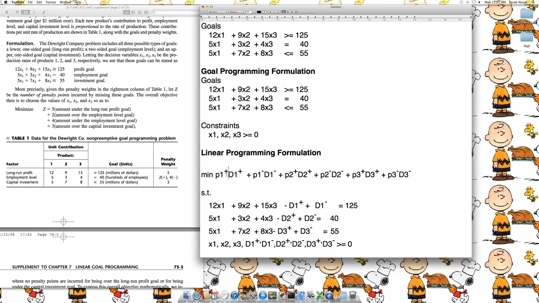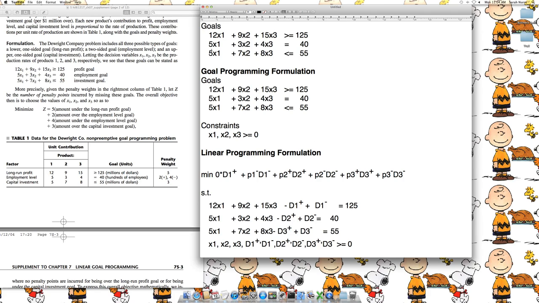So I would then set D1 plus to be 0, essentially 0 times D1 plus, or I could just take out this whole term. However, I do care if I am under. So if I'm under 125, that means I'm not meeting my goal and I still care about it. So I'm going to leave this term in here.